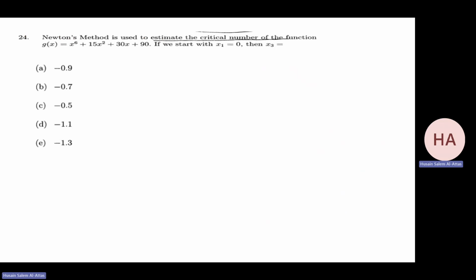The same idea, I want to estimate the critical number. So I want to estimate the g prime. First I will find g prime. And g prime is what? 6x to the power 5 plus 30x plus 30. That's my g prime. I will call it f of x.